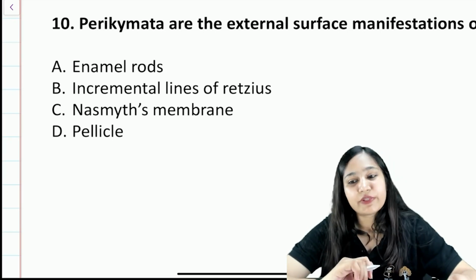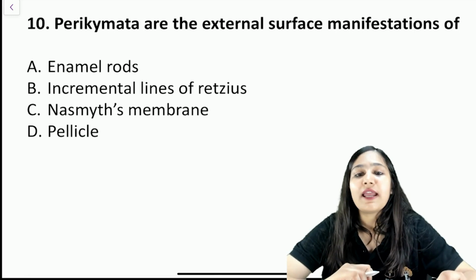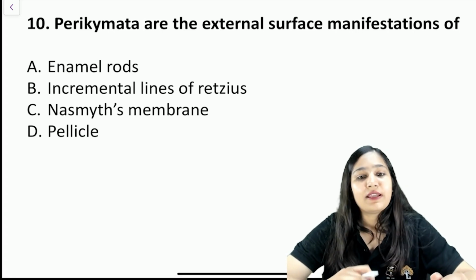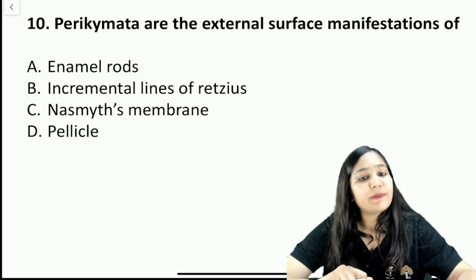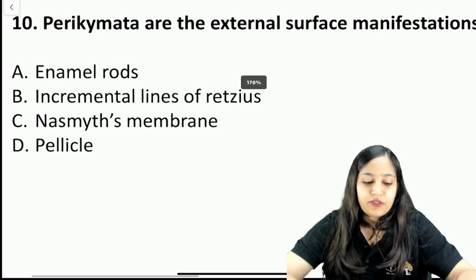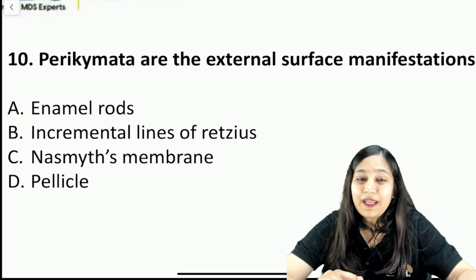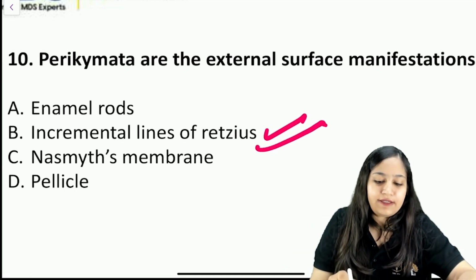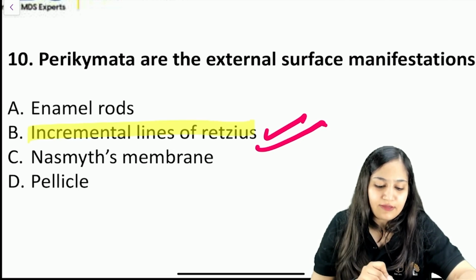Now coming to our next question. Perikymata are the external manifestations of, is it enamel rod? Is it incremental lines of Retzius? Is it Nasmyth's membrane or is it pellicle? So perikymata are mainly the external manifestation of striae of Retzius.